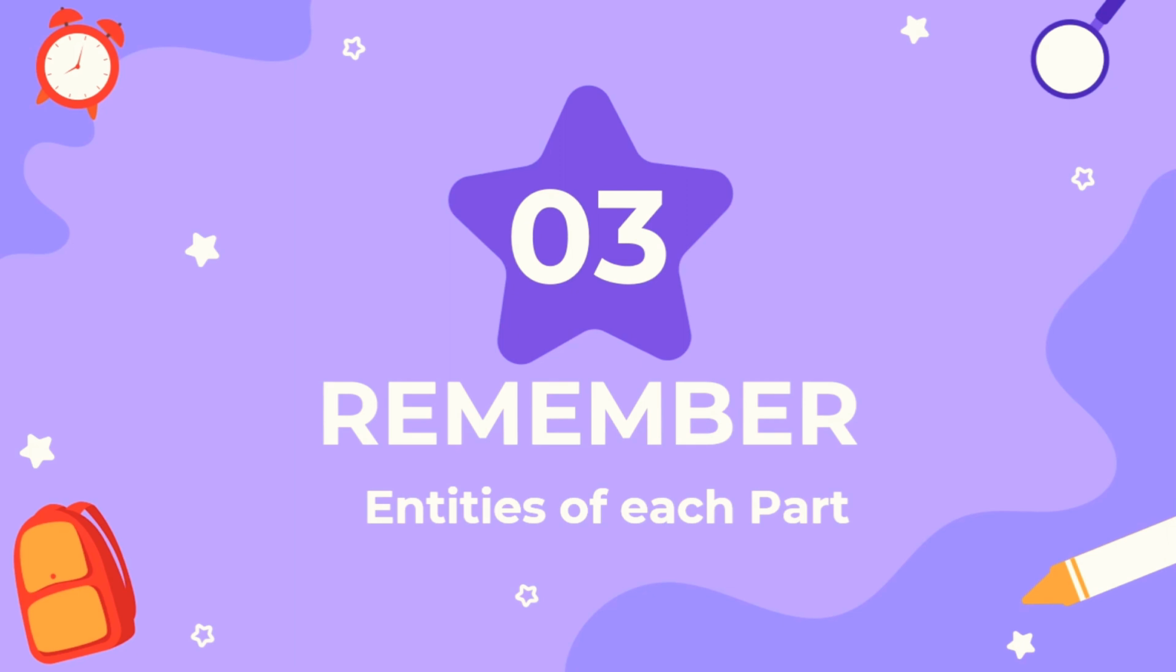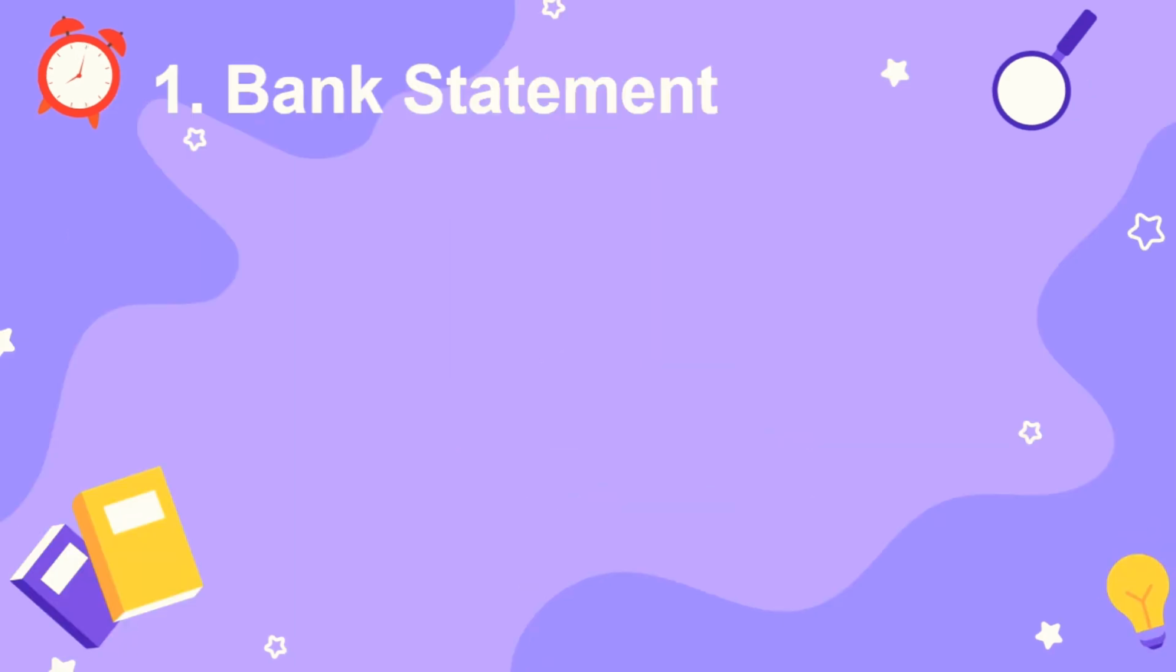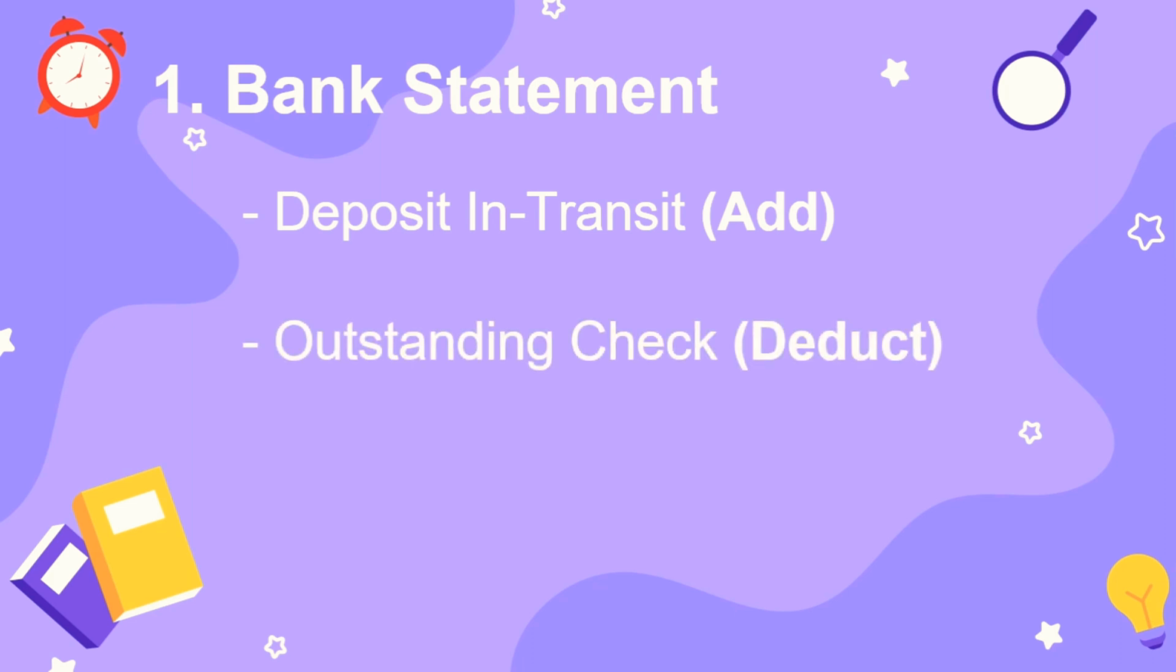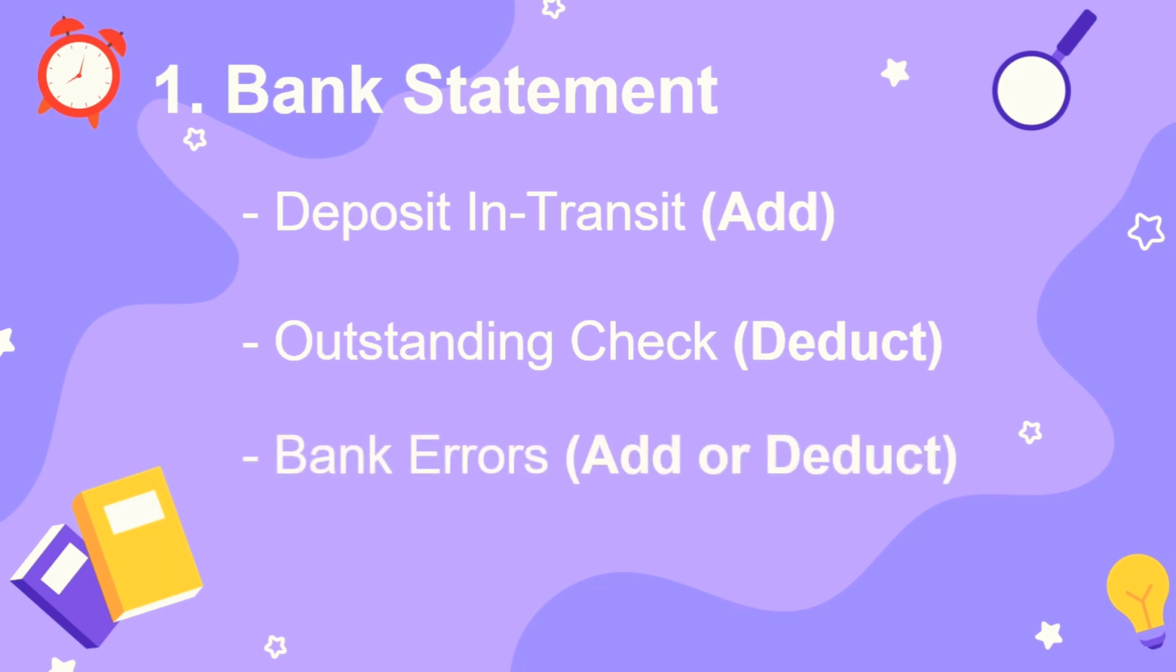Entities of each part. For the bank statement, the entities are the following: deposit in transit will be added to the bank statement. Outstanding checks will be deducted from the bank statement. Bank errors are either added or deducted from the bank statement.